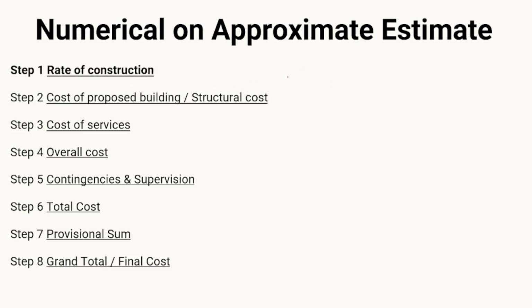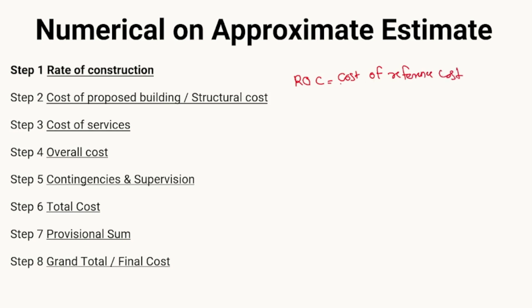Rate of construction is the rate we have derived from the cost of the reference building. Okay, as a contractor, I have built a certain building previously, and from that particular building cost I am going to calculate the rate of construction. This rate of construction will be calculated by using the formula: cost of the proposed building, cost of the reference building. Okay, whatever the cost of your reference building is.